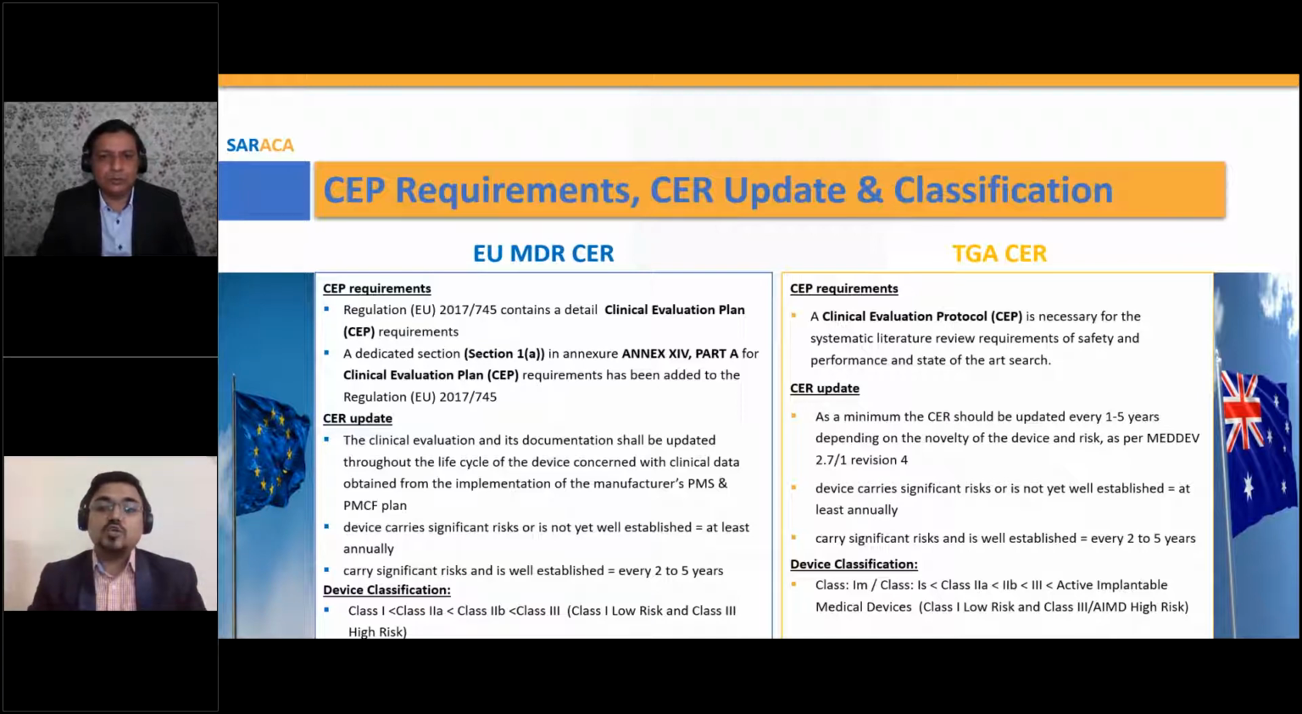Then class 2A, class 2B, and class 3. Then again TGA puts the active implantable, the AIMD devices, on the highest risk, above the class 3 risks. So that is the other difference in TGA. But in EU MDR CER, I think you all know, class 1, class 2A, class 2B, class 3, there is a gradual increment of risk. And for reusable devices, you can use class 1R, for any reusable instruments or reusable devices.